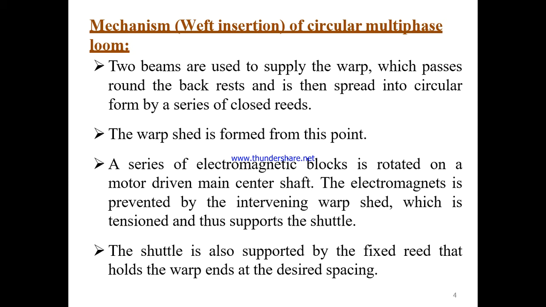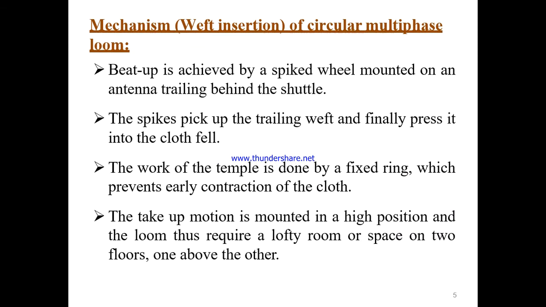Actually, the operation can be much clearer when you see the multiphase loom with your own eyes. But still, whatever you can understand by going through the text and by seeing some photographs, you have to understand. The beat-up mechanism: the beat-up is achieved by the spike wheel mounted on an antenna trailing behind the shuttle. So beat-up is actually done by some spike.